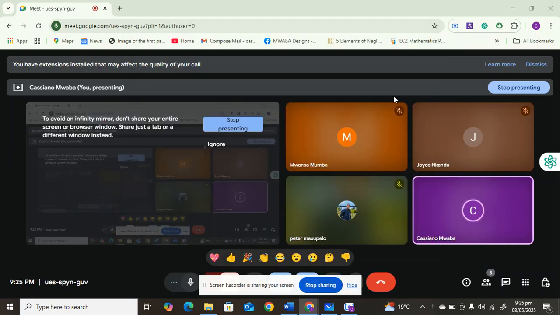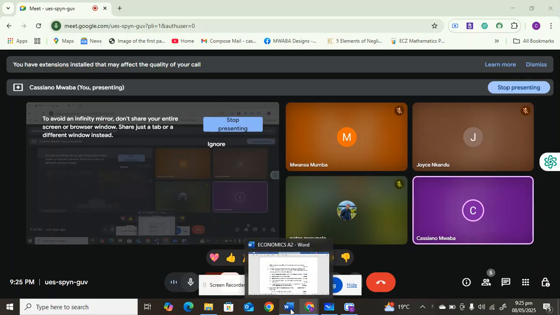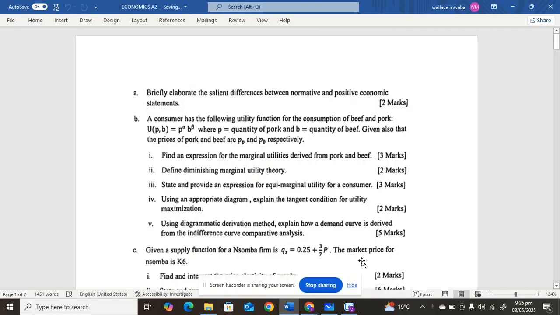All right, welcome, colleagues. We're looking at these questions here in economics. So we can first start with this one here. Briefly elaborate the salient differences between normative and positive economic statements.